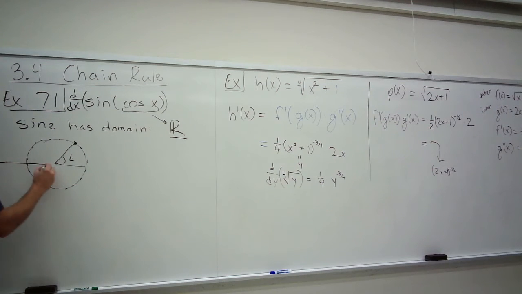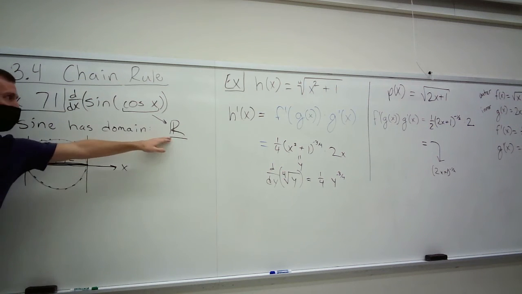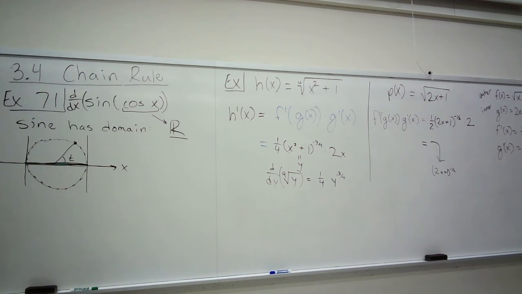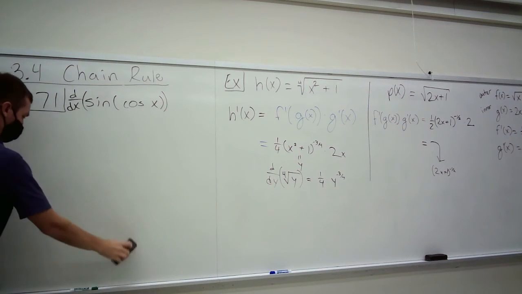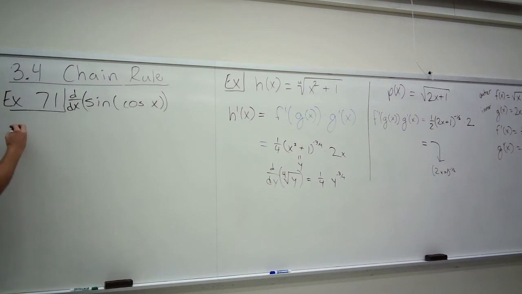Right, this is on the plane. X here, y here. The x coordinate is somewhere between this vertical line and this vertical line. So it's actually just a subset of the reals. Cosine can only output between negative 1 and 1. All of those numbers are reals. So they play nicely. And we've stepped it up a bit to ask that question now. So now that we've said yes, they do, what is it? What's the inner? What's the outer?